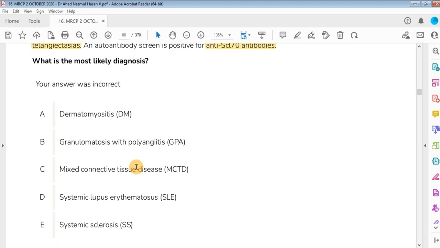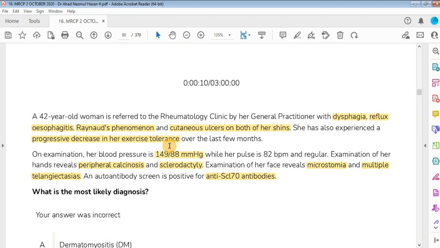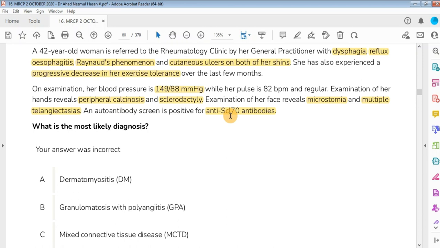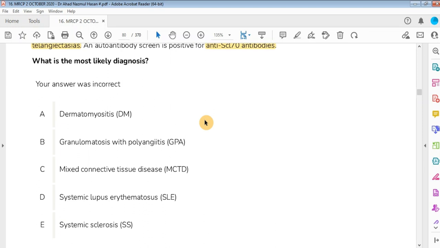The MCTD, the mixed connective tissue disorder. So all the features here can also be seen in case of mixed connective tissue disorder. But mixed connective tissue disorder is associated with anti-U1 RNP antibodies. And the patient with MCTD often has the features of photosensitive skin rash. And patients with SLE will also have the photosensitive rash, sparing the nasolabial fold, with joint pain. And this SLE is associated with anti-Ro or anti-La.